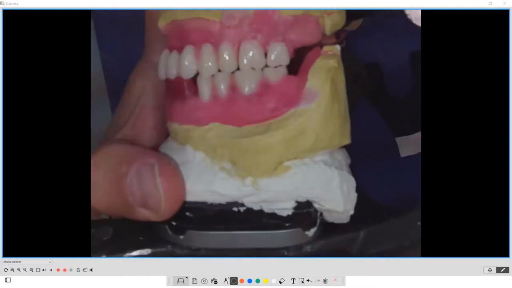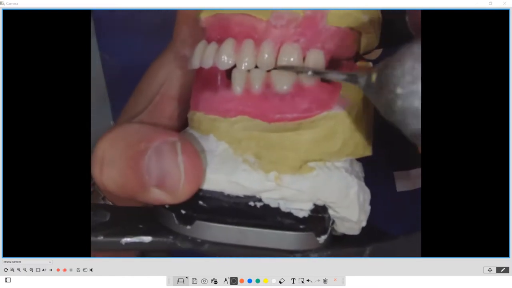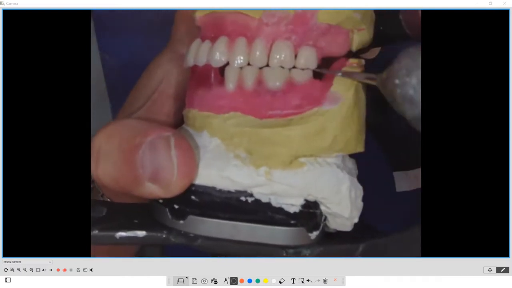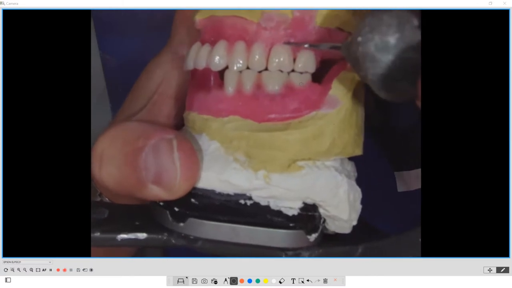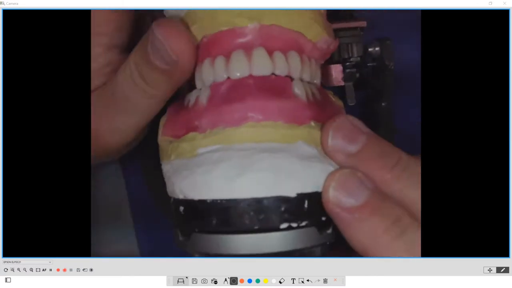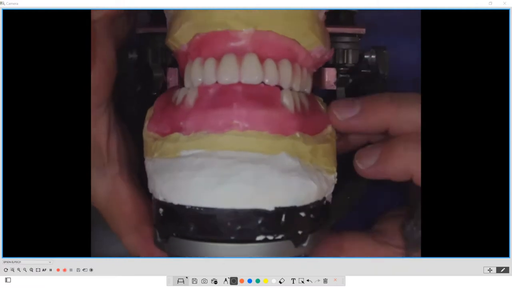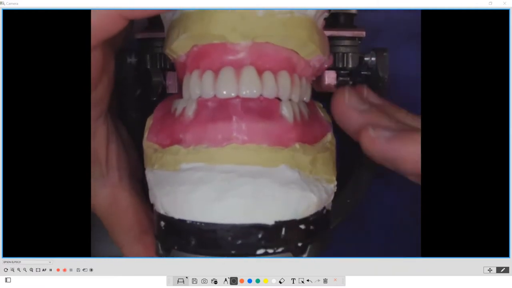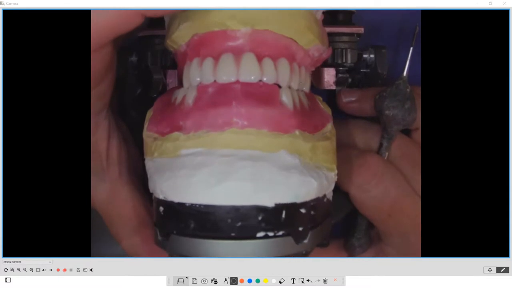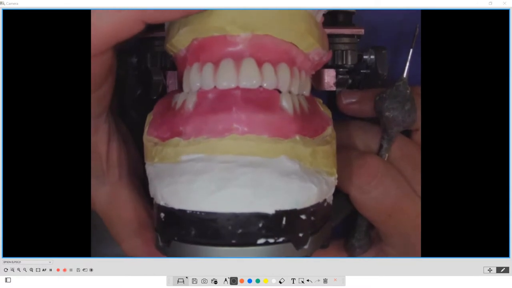So what we're looking for now is a little bit more gapping. I can take the teeth and have them more down, so it's a little bit of a closer contact. Or if I need to, I can tip the teeth up and go more lingualized depending on my needs and the needs of the patient.